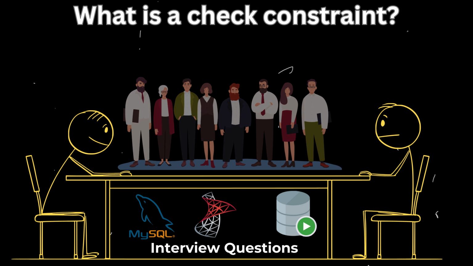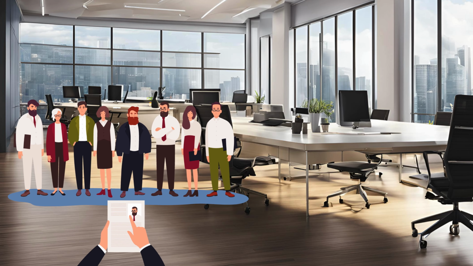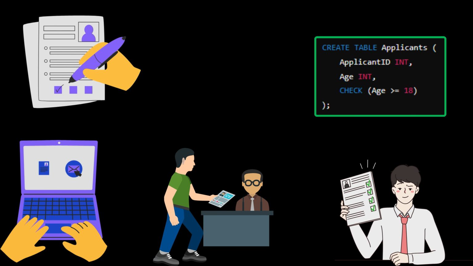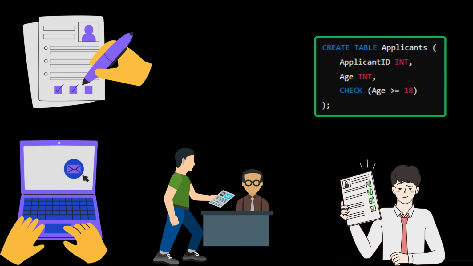What is a check constraint? A check constraint ensures that all values in a column satisfy a specific condition. In a job application system, you might have a check constraint to ensure that the applicant's age is greater than or equal to 18. Create table applicants, applicant ID int, age int, check age >= 18.